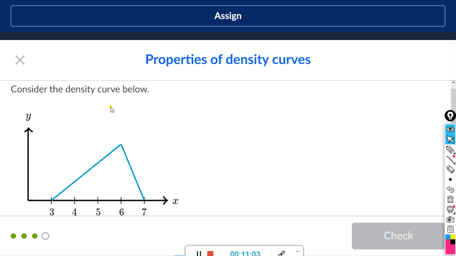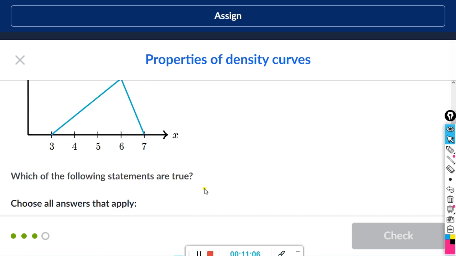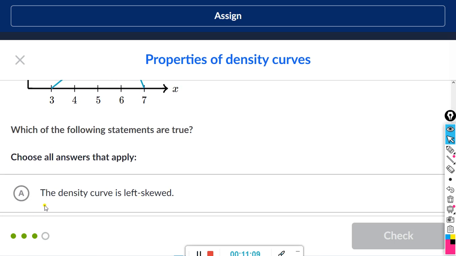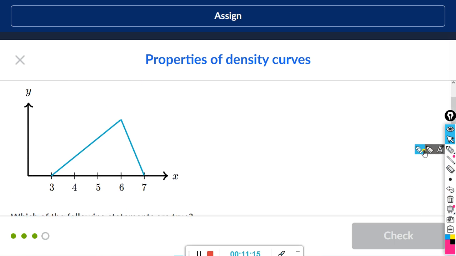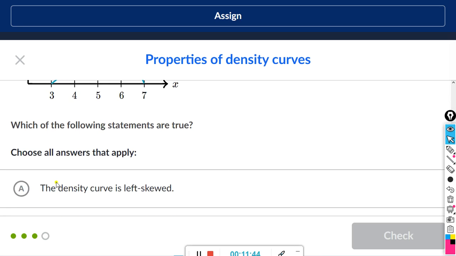Consider the density curve below. We have a triangle. Which of the following statements are true? The density curve is left skewed. Let's see. If we were to draw a line down the middle at the peak, clearly we see more of the area is on the left of that line than the right. You can see this side on the right is more steep. The side on the left is less steep. So clearly the tail is on the left. That makes it left skewed. So answer A is definitely true. It's left skewed.